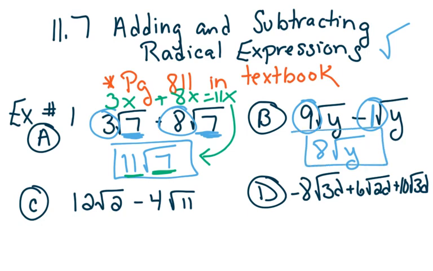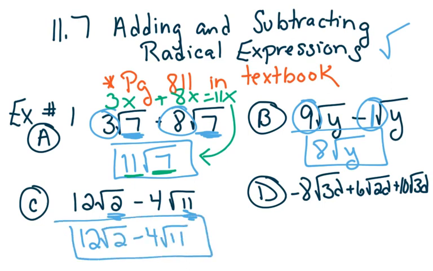All right, example number C, I'm looking at this, 12 square root of 2 minus 4 square root of 11. 2 and 11, those aren't the same number underneath the radical, so your final answer is just 12 square root of 2 minus 4 square root of 11, because you can't combine them because, again, they don't have the same number underneath.